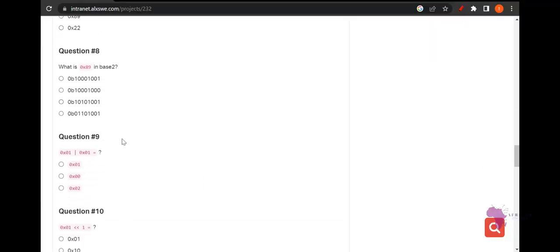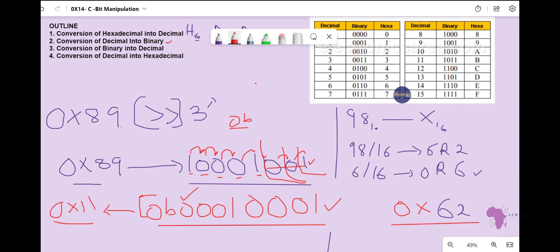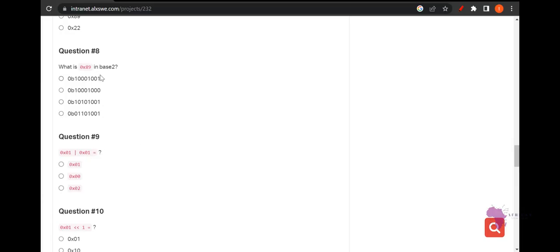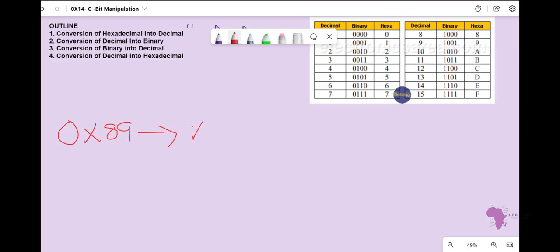Let's get to number 8, 0x89 in base 2. Meaning that you are converting this one into binary. Okay, let me show you. So you have been given 0x89 into binary, right? You have been given that one into base 2, so into binary. So into an x which we don't know. First of all, you have to convert into base 10, so that is decimal. Then that x which you get, which is in base 10, you convert it into x which is base 2.